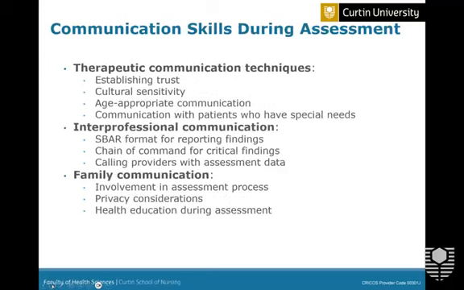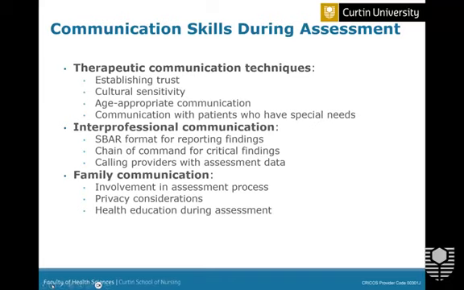Okay, so when we're thinking about communication skills during assessment, therapeutic communication techniques are around establishing trust and cultural sensitivity. We're ensuring that it's age-appropriate communication, and we're communicating with patients or people who have special needs, and those special needs might be across the lifespan.